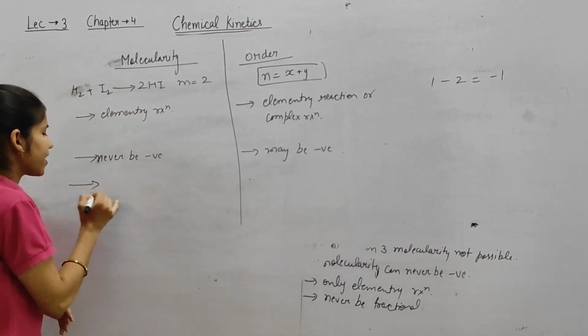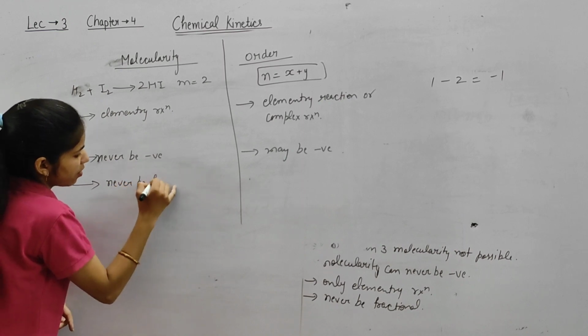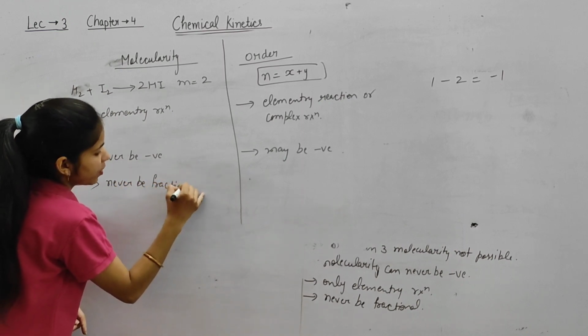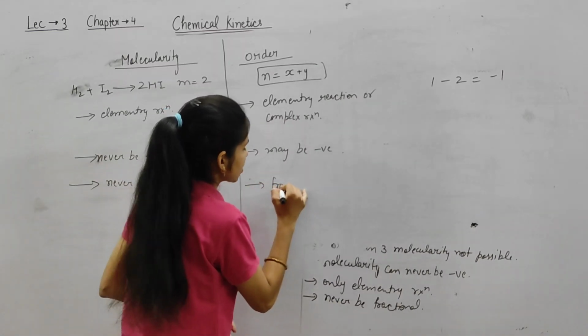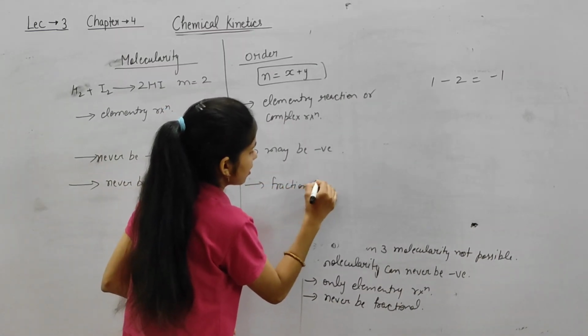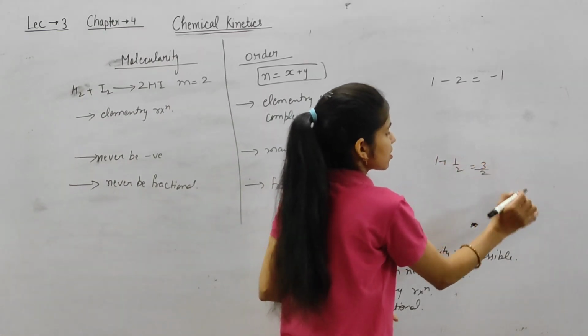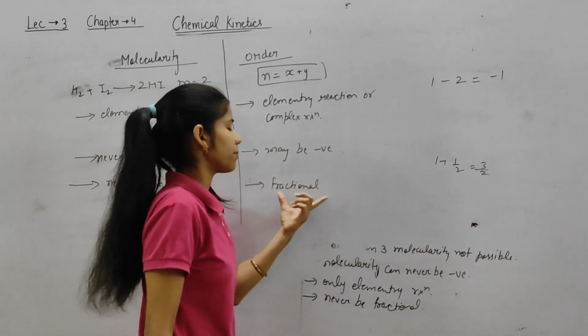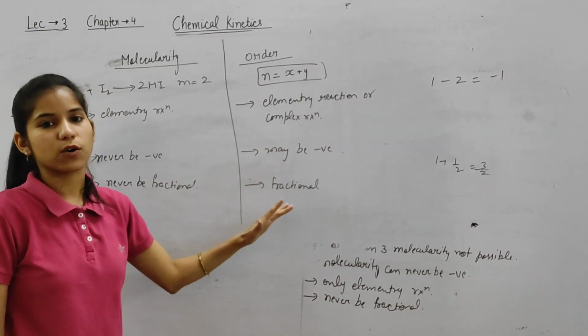And molecularity can never be fractional. And we already know this order may be fractional. For example, 1 plus half, so this is 3 by 2. So order may be fractional. So these are the differences between molecularity and order.